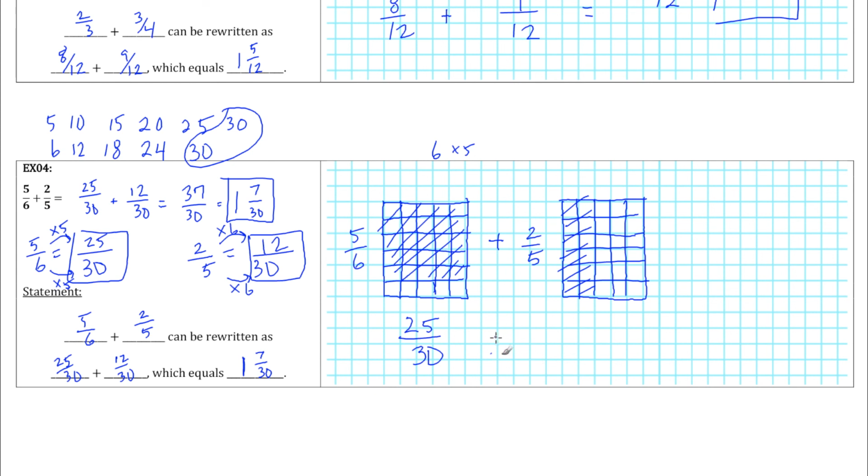Okay, plus 12. I guess I'll leave some room. Plus 12/30ths. That way it goes with it, you know? And with both of these we will get 37/30ths, which simplifies or can be rewritten as 1 and 7/30ths.